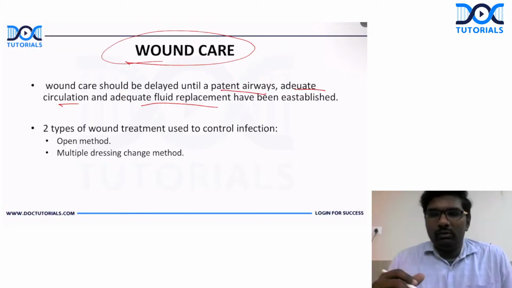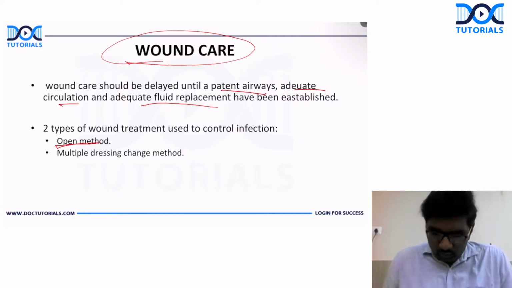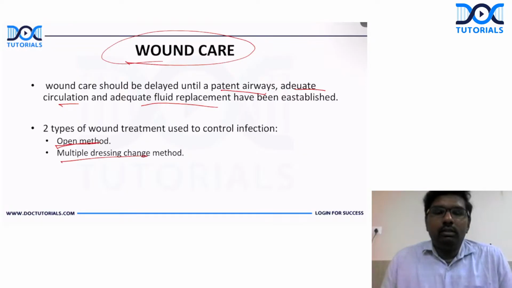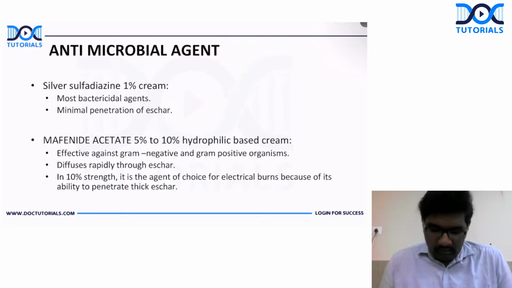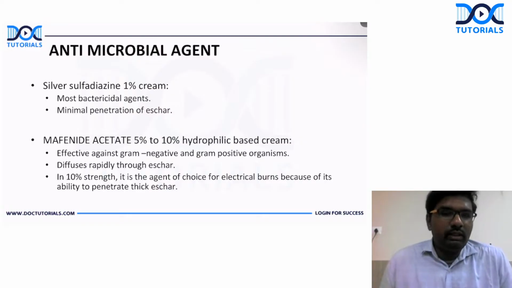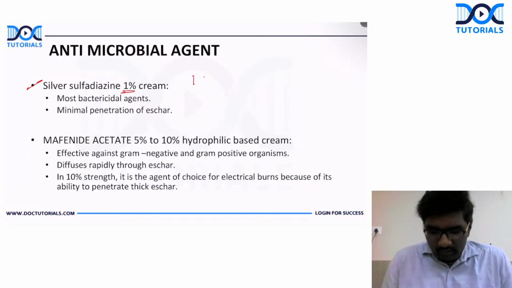There are 2 types of wound care here. One is either the open method or the closed method, where we close the wound with adequate dressings. This is to prevent infection. So, what are the antimicrobial agents that can be used in case of burns injury? Commonly used is 1% silver sulfadiazine cream, commonly called SSD.